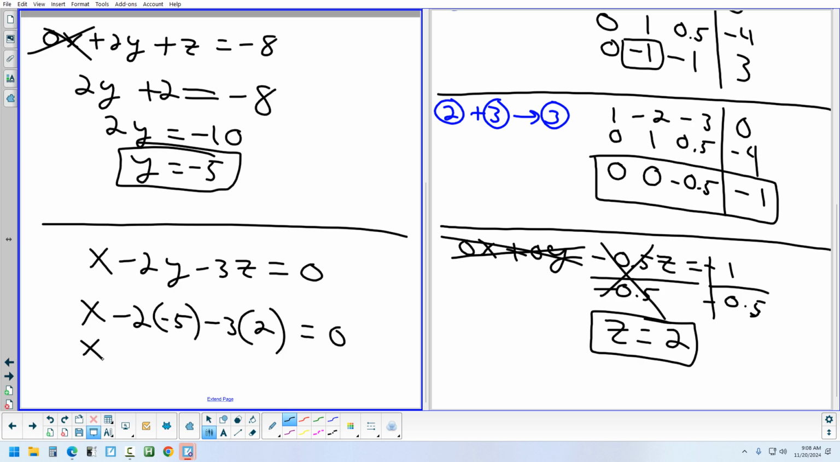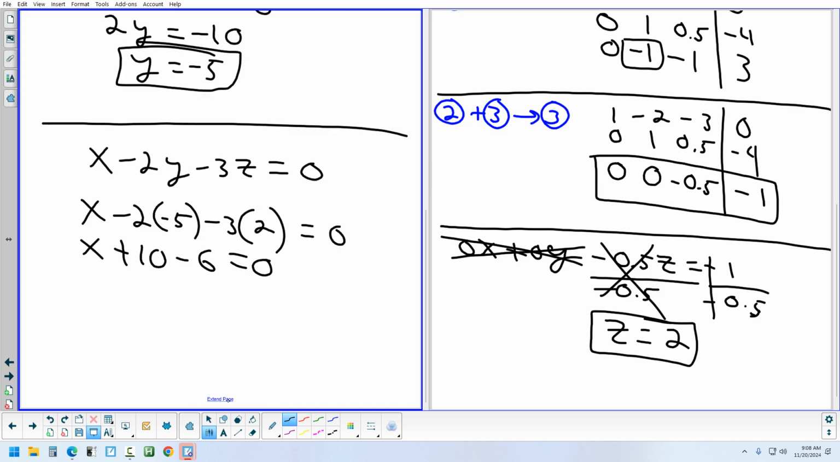Okay. What's -2 times -5? 10. So -2 times -5 is +10. What's -3 times 2? -6. What's 10 take away 6? 4. And that would mean x equals? -4. So the end result is still the same as what we did yesterday. It's just a different way of organizing your work.